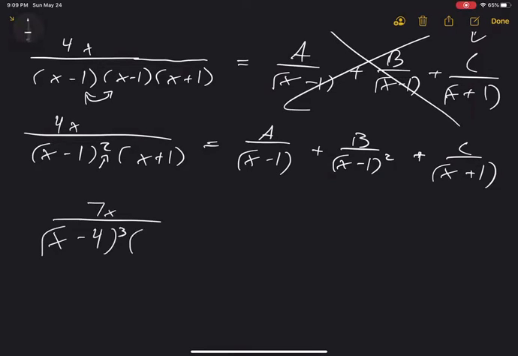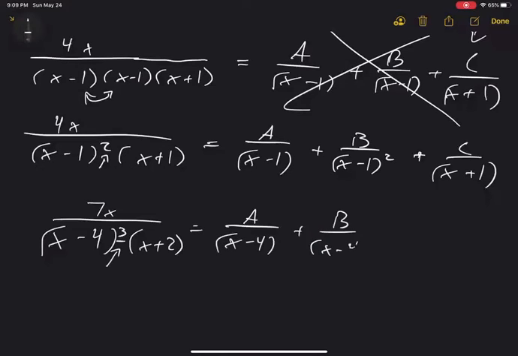Put 7x on top, and then I had x plus 2. Okay. So how would I do this? I have another repeated factor, right? I would do a over x minus 4, and then I'm going to keep increasing that power until I reach the number 3.